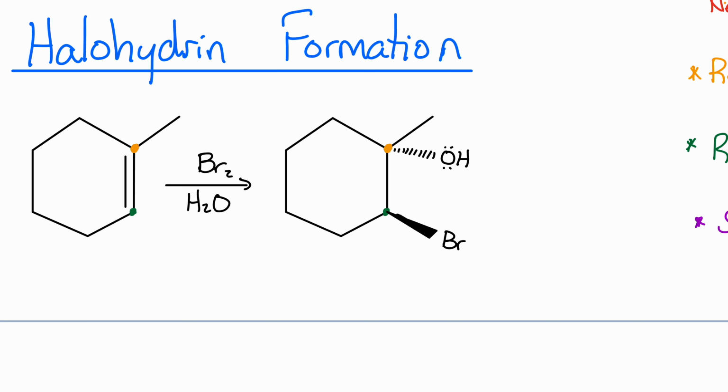Whoops, bromine on the wedge, hydroxyl group on the dash. And what else am I going to have to do to be good? I got to change that methyl group. Make sure it's pointed in the opposite direction of that other bond.